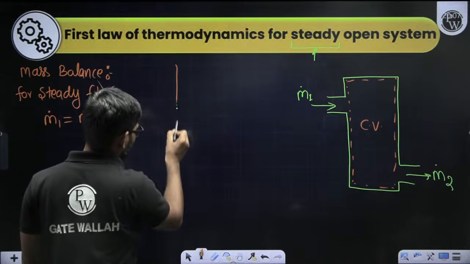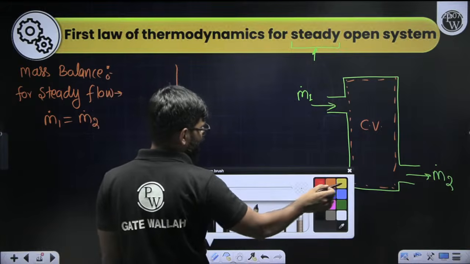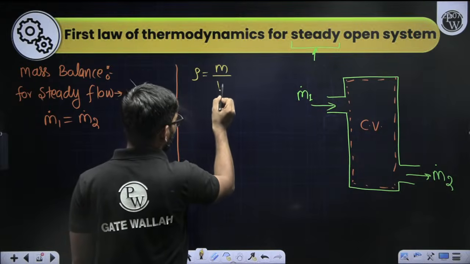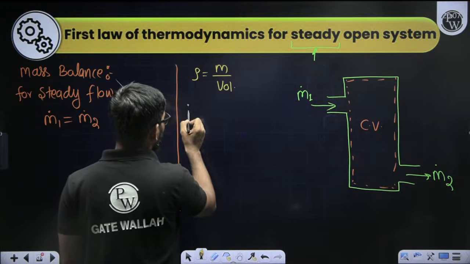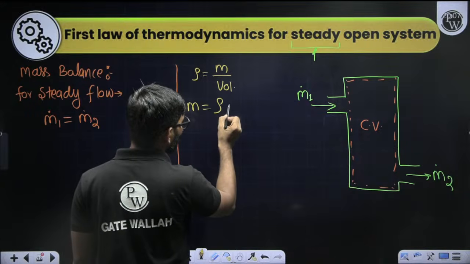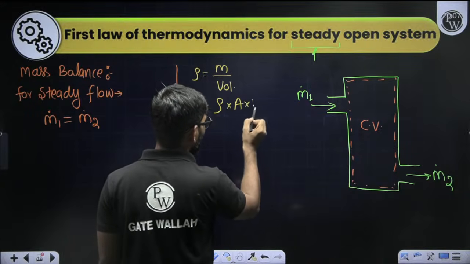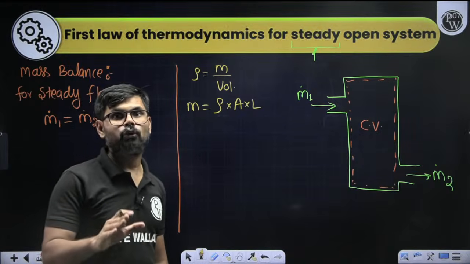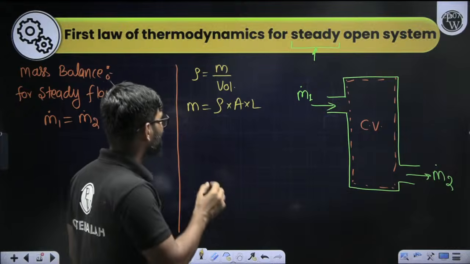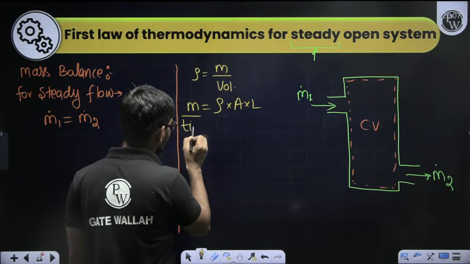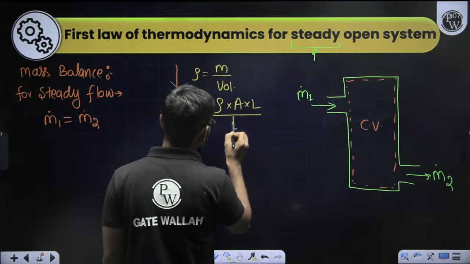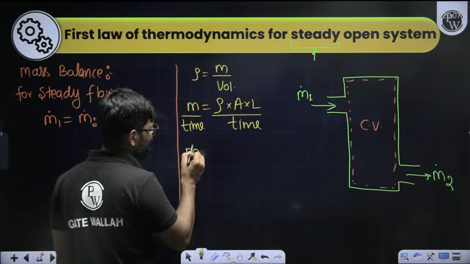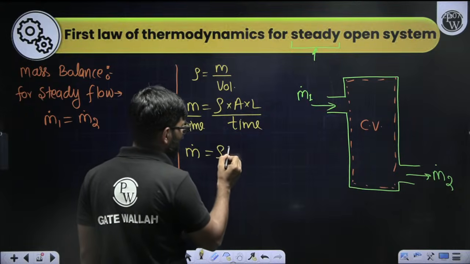Now what is m dot basically? Let me tell you. Rho is equal to mass by volume, so mass is equal to rho into volume. Volume is area into length. But we are not interested in mass, we are interested in mass flow rate, meaning mass by time. So we divide by time on both sides. This mass by time is mass flow rate, represented as m dot, equals rho A L by time.